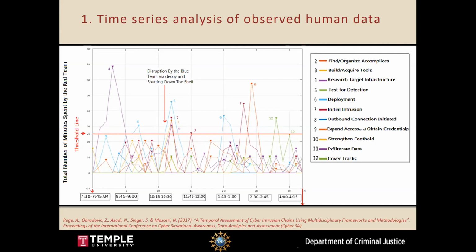Now, this is interesting. And of course, this is not causation, but we can start looking at, well, perhaps when the access was shut down, that might explain why the red team spent more time on stages 3 and 4, right? Which is, well, let's research the infrastructure to see where else we can gain access and find the tools, stage 3, right, to be able to do this. So we can start identifying possibly connections between certain types of disruptions and certain types of adaptations.